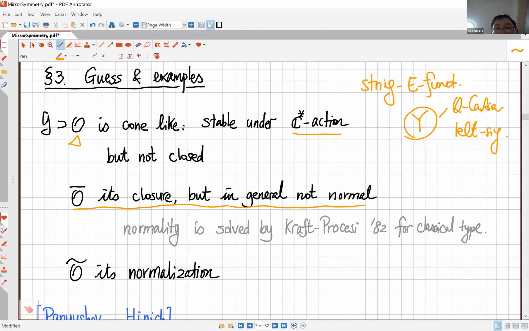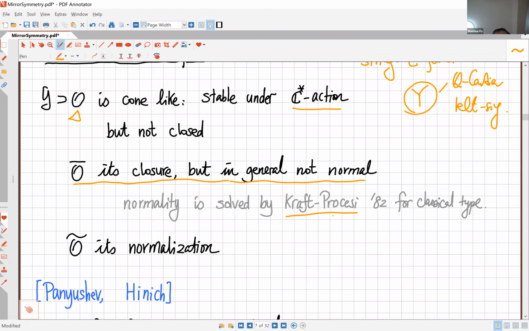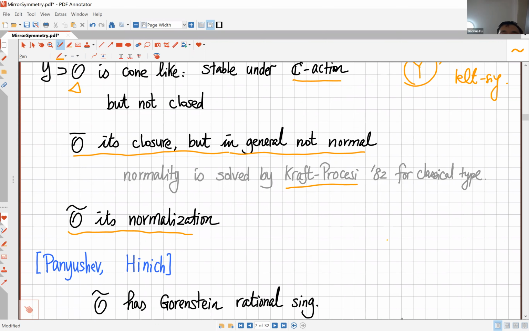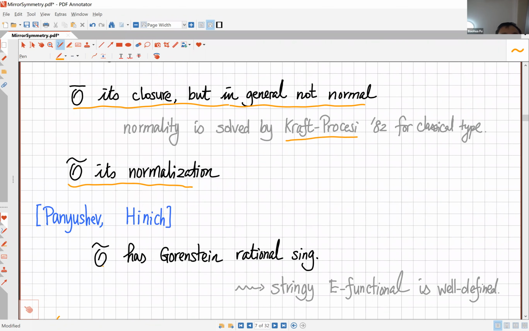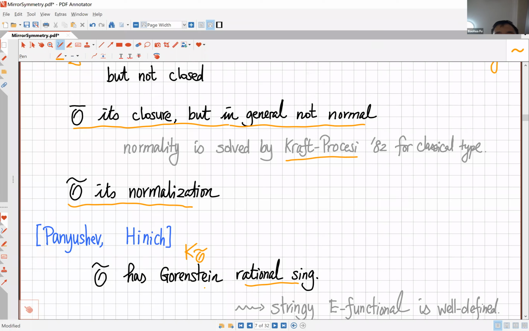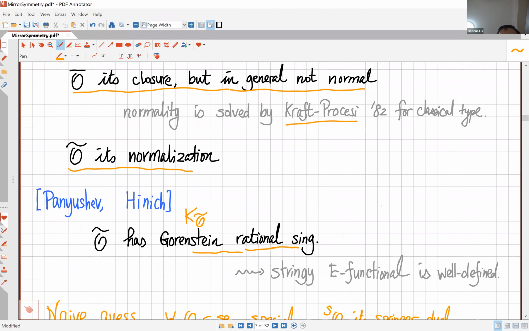And then normality has been solved by Kraft and Procesi for classical types. And then we need to take the normalization. And then we have this result of Panyushev and Hinich. They showed that the normalization of the closure has Gorenstein rational singularity. And Gorenstein means just that K of this O is Cartier. Gorenstein rational singularity is stronger than KLT. This means canonical singularity of index one. So in particular, in this case, we can define this stringy E-functional.